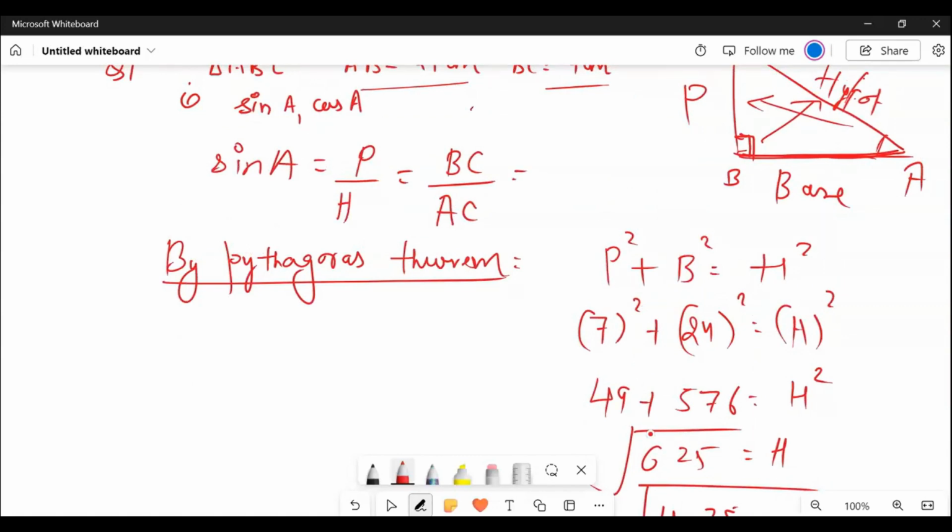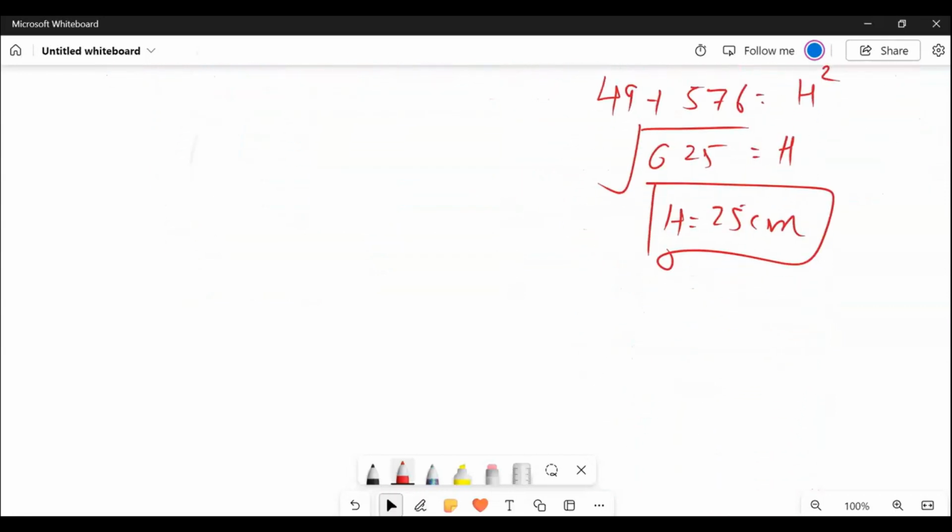BC is 7 centimeter. You can mention it here also, 7, and hypotenuse is 25. So 7 upon 25, the answer will be 7 upon 25. The same method we have to do with cos A.